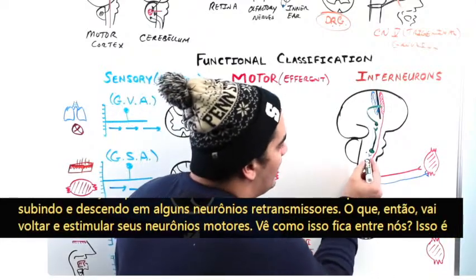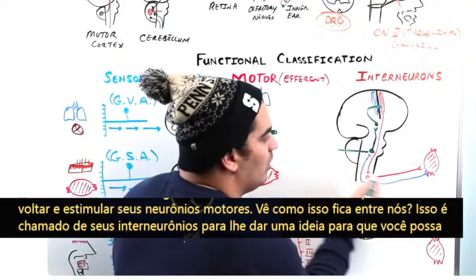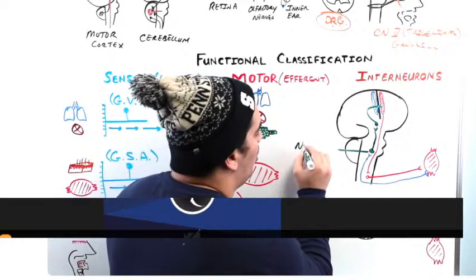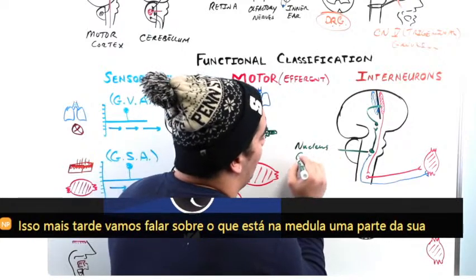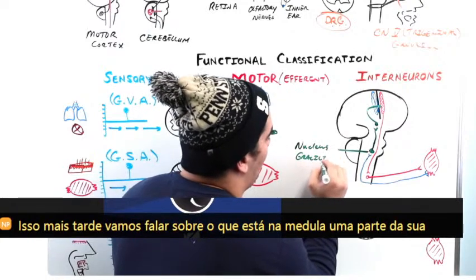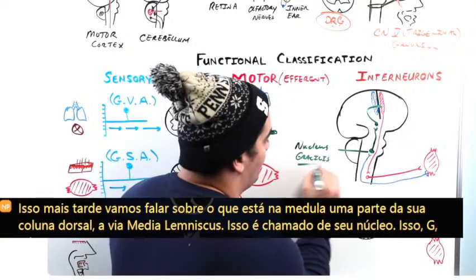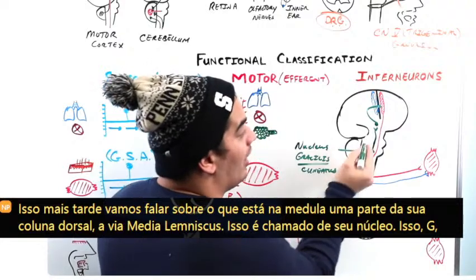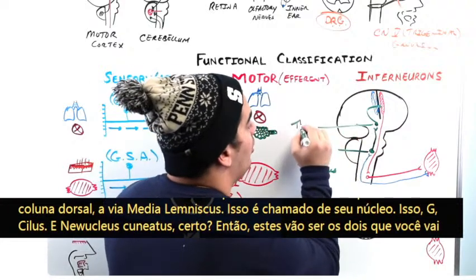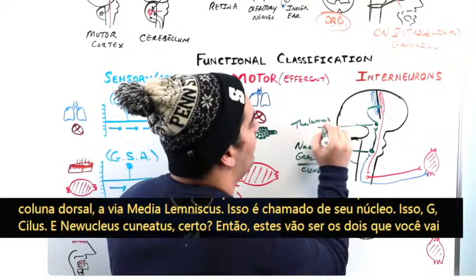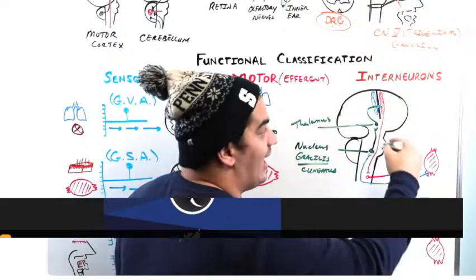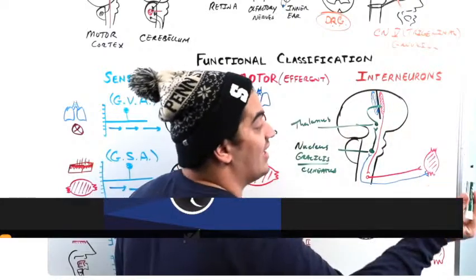To give you an idea so that you can see that I'm not making these things up, later we'll talk about the medulla, a part of your dorsal column medial lemniscus pathway. This is called your nucleus gracilis and nucleus cuneatus, right? So these are two that you'll talk about. That's an example of an interneuron. Your thalamus, you know your thalamus has tons of different nuclei. And it also has the ability to send its action potentials to the motor cortex as well.